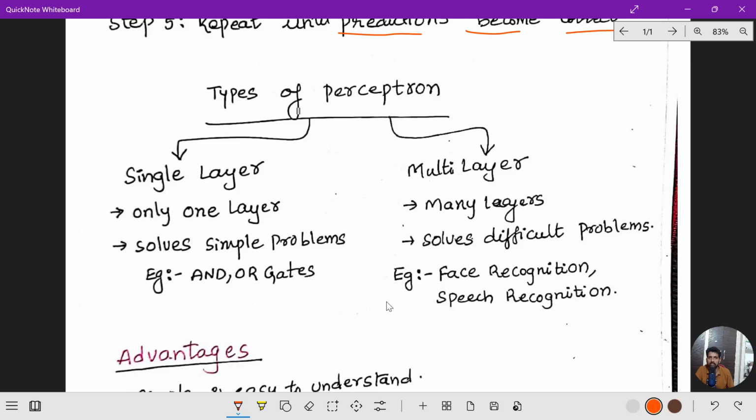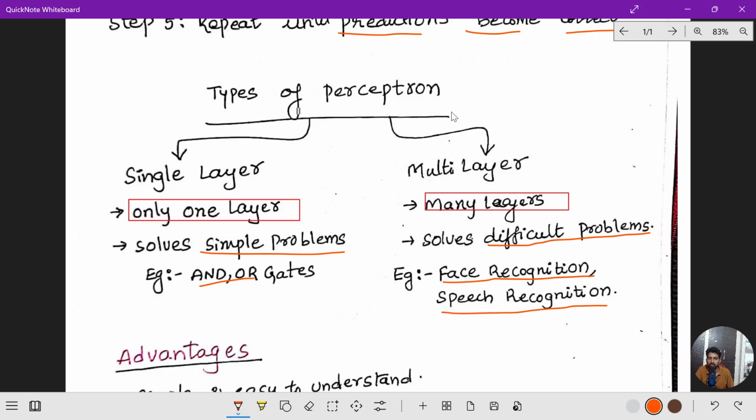Next, the types of perceptron. There are two types of perceptrons. The first is called single layer perceptron and the second is called multi-layer perceptron. Please remember this, one of the most important things here. Single layer perceptron has only one layer and multi-layer perceptron has many layers. Single layer perceptron is used only to solve simple problems, while multi-layer perceptron is used to solve difficult problems. Examples for single layer perceptron are the AND gate and OR gate. Multi-layer perceptron is used in face recognition and speech recognition. These are called the types of perceptrons.